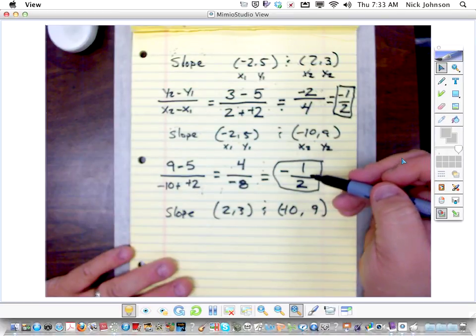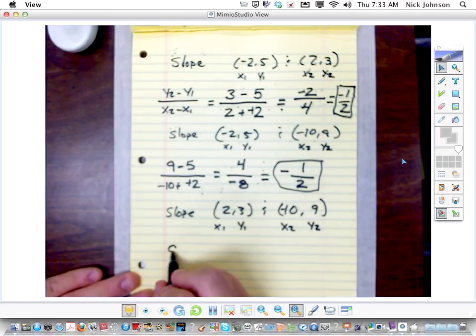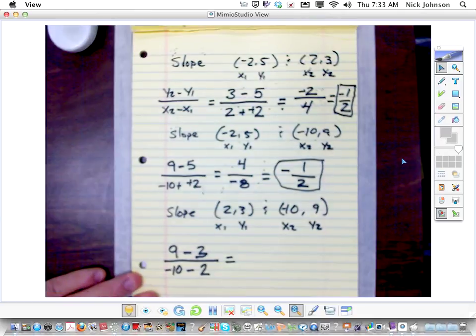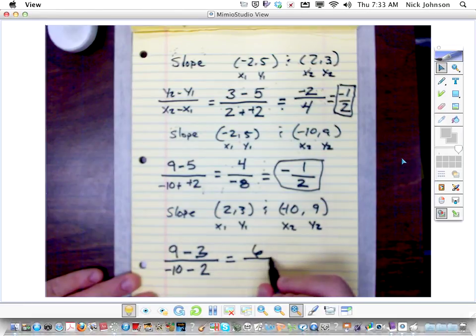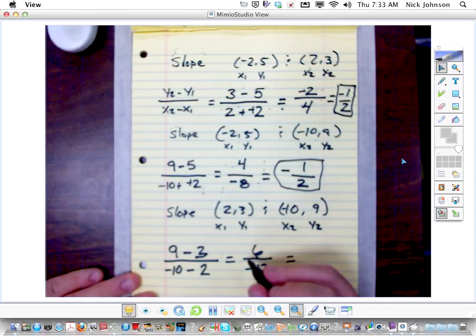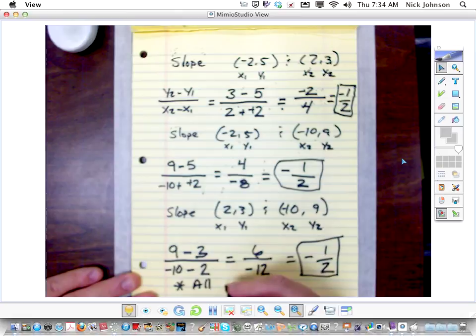Are those slopes the same? Yes. If they weren't the same, I wouldn't have to go any further. But since they are the same, I need to check this one. So, x1, y1, x2, y2. y2 is 9 minus, sorry, minus 3, over x2 is a negative 10 minus 2, equals 9 minus 3 is 6. Negative 10 minus 2 is a negative 12. Signs are the same, so you add them together. Positive divided by a negative is negative. And we all know 6/12 is 1/2.